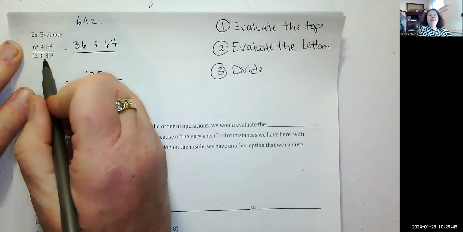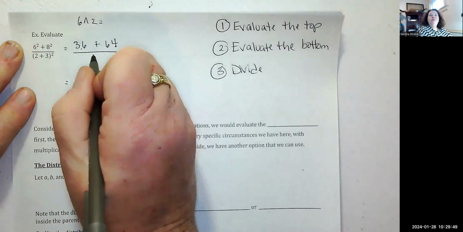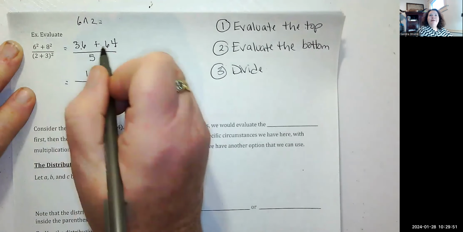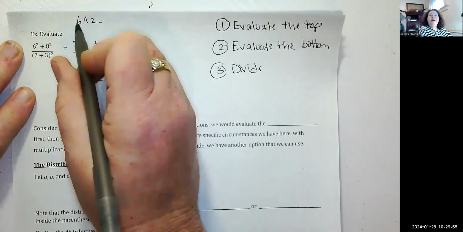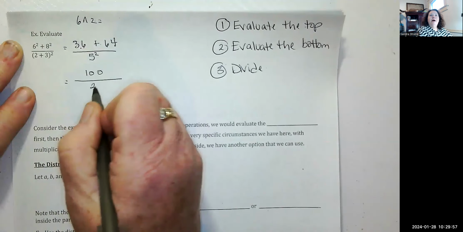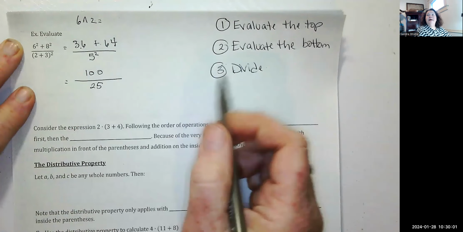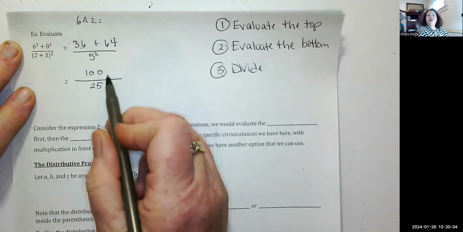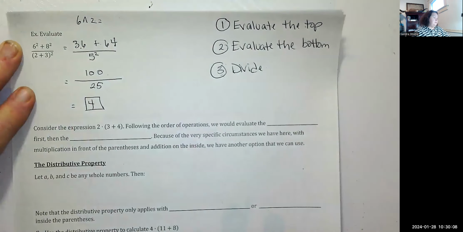The bottom is 2 plus 3 squared, but we have to do what's inside the parentheses first, which would be 5. I'm going to drop the parentheses and just have 5 squared. And then 5 squared is 5 caret 2, which is 25. All right. And then the last piece of this, I'm going to divide. 100 divided by 25 is 4. And there's my answer. Okay.